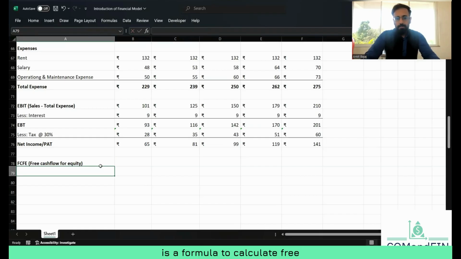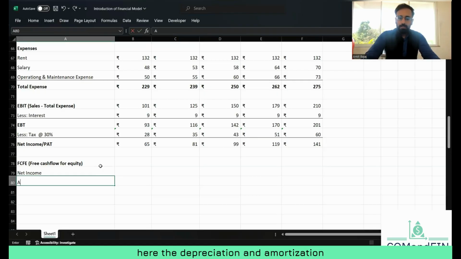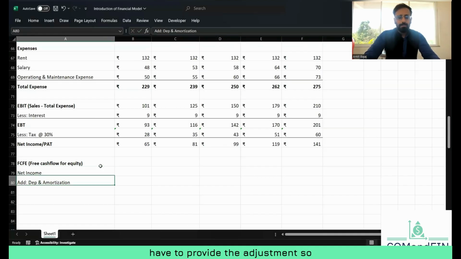Now here there is a formula to calculate free cash flow for equity. I will explain this formula. First, let's find out the value here. So the formula starts with net income. Then we have to add here the depreciation and amortization cost. If we have made any non-cash adjustment, we have to add that, right? In this example, we have not provided any adjustment for depreciation and amortization. Still, we have to provide the adjustment.